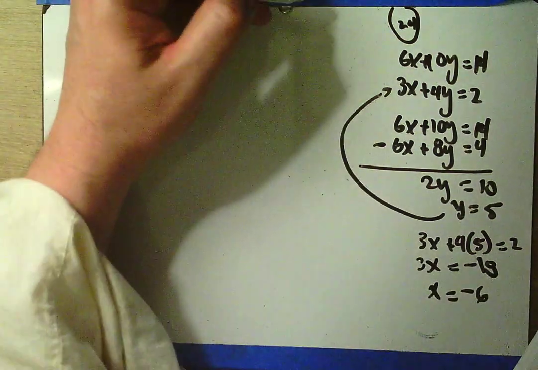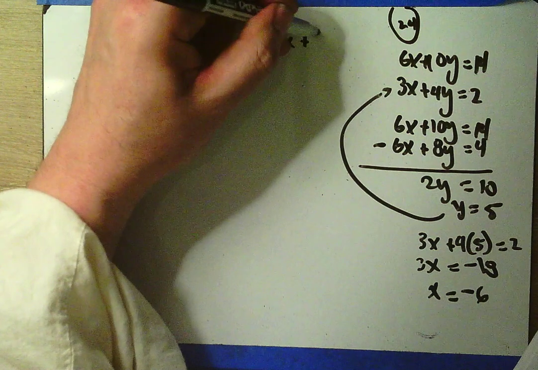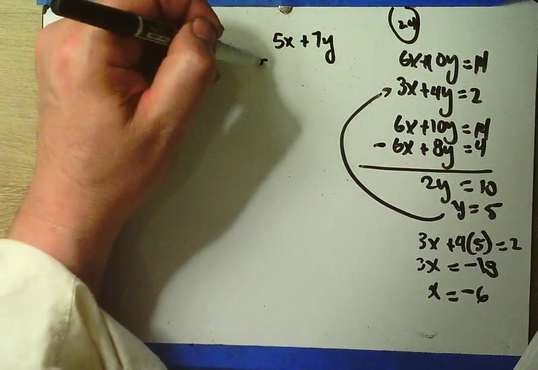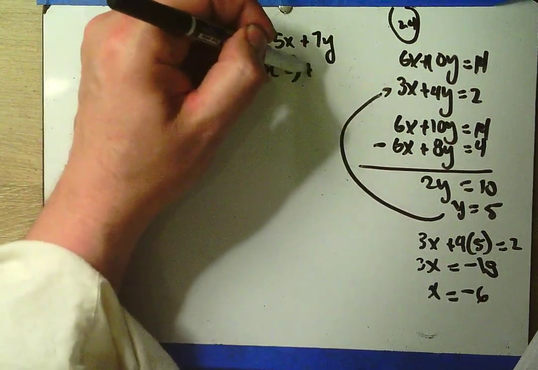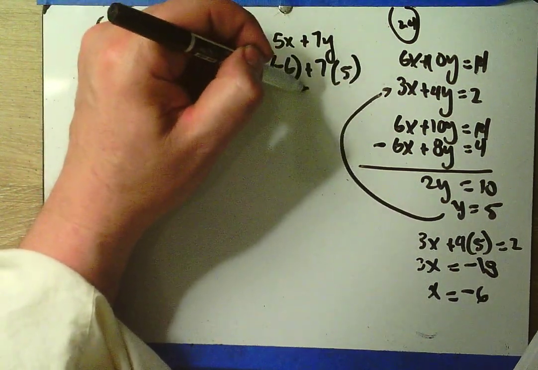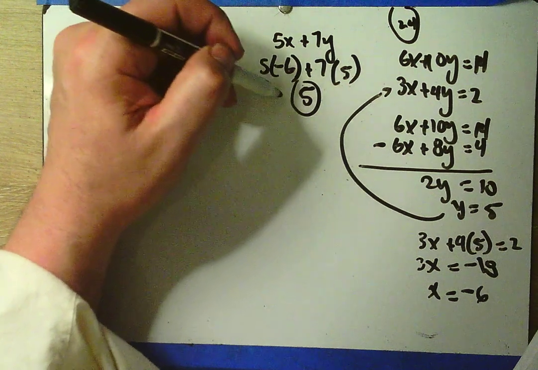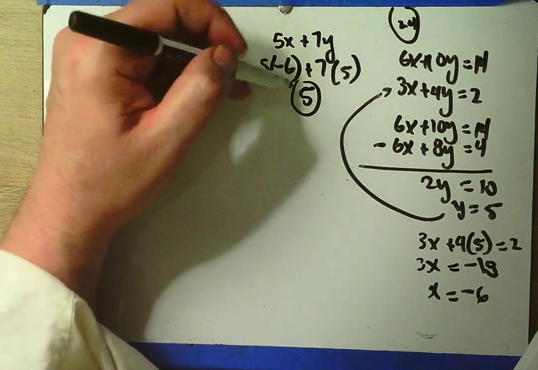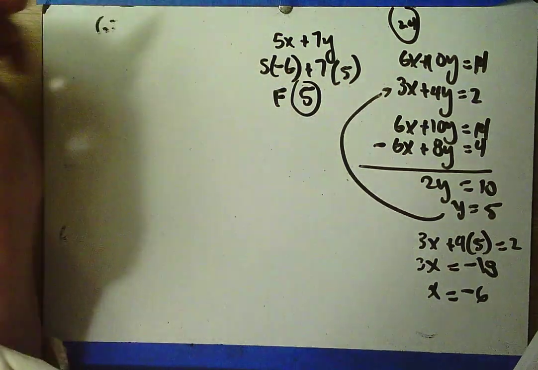And they're asking us what the value of 5x plus 7y would be. So 5 times negative 6 plus 7 times 5. Negative 30 plus 35 is positive 5. And that is F. F for number 24.